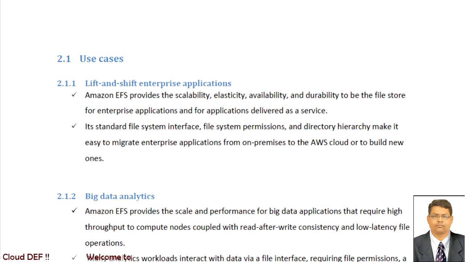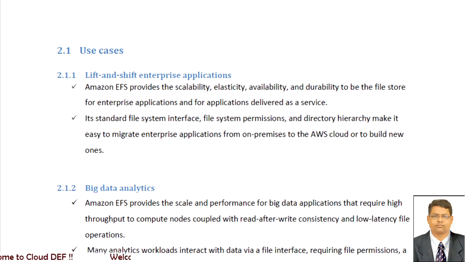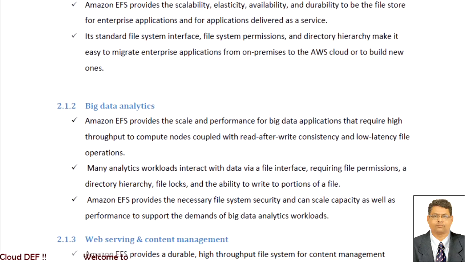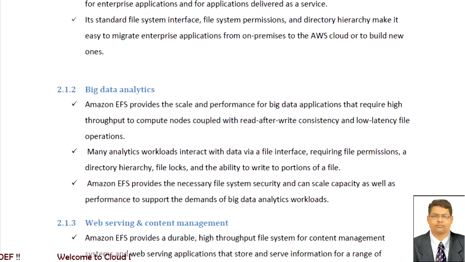2.1 Use cases. 2.1.1 Lift and Shift Enterprise Applications. Amazon EFS provides the scalability, elasticity, availability, and durability to be the file store for enterprise applications and for applications delivered as a service. Its standard file system interface, file system permissions, and directory hierarchy make it easy to migrate enterprise applications from on-premises to the AWS cloud or to build new ones.